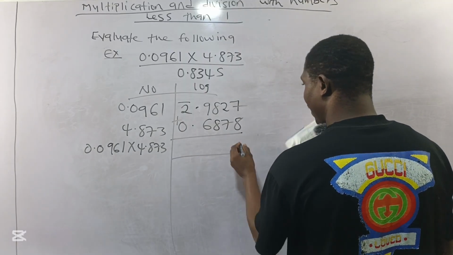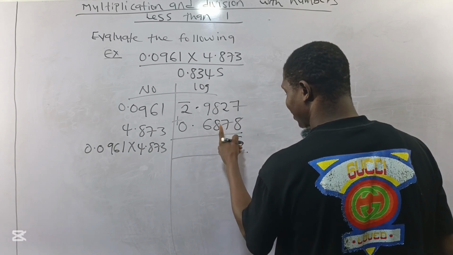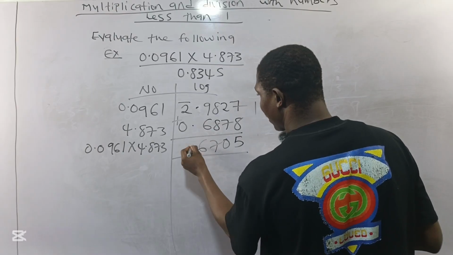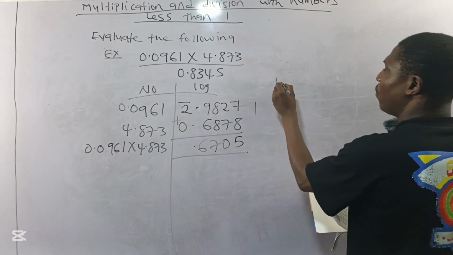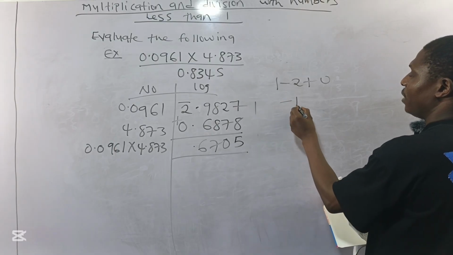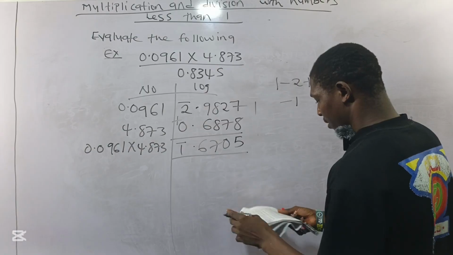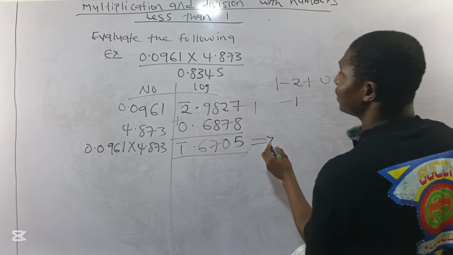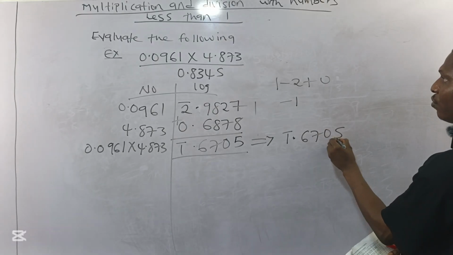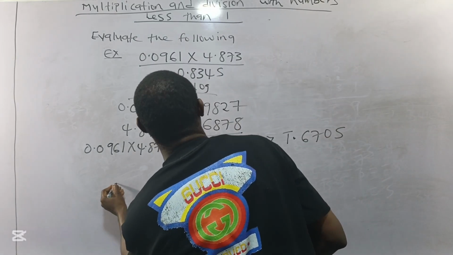8 plus 7 is 15, 5 carry 1, plus this 3, 3 plus 7, 10, 0 carry 1, 8 plus 8, 16 plus 1, 17, 7 carry 1, 10, 16, 6 carry 1, 1, we therefore have 1 minus 2 plus 0, 1 minus 2 will give me minus 1, plus 0 is still minus 1, so we have bar 1, and we have to move it to this end, to give me bar 1.6705.